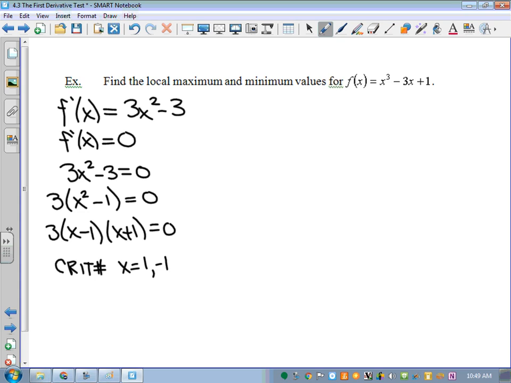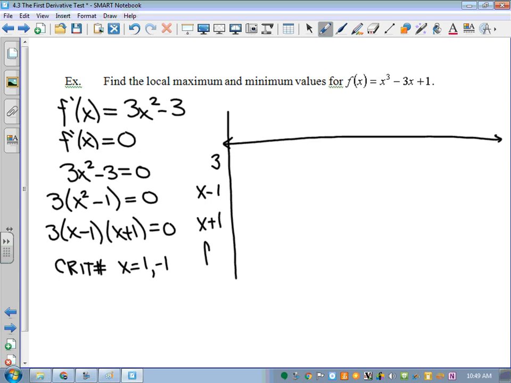From that information, we can generate our sign chart. And this is just a useful tool for us to determine when the derivative is positive or negative. So I'm going to put in the factors of my derivative. There's 3, x minus 1, x plus 1, and then we're going to look at the sign of the derivative at the end.